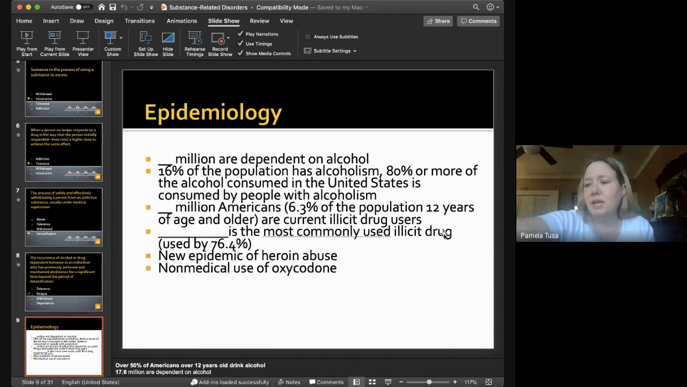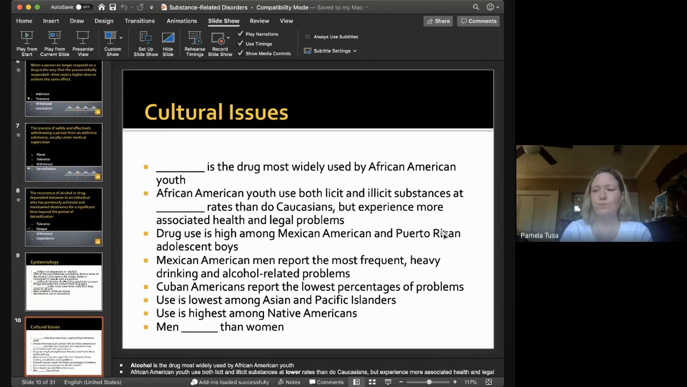And as we know, there is a new epidemic of heroin abuse, and we're definitely seeing that in Louisiana, specifically in Baton Rouge. And the non-medical use of oxycodone is very rampant as well. So, different cultural issues that we look at, same thing. I think these are just kind of interesting, nothing I'm going to test you on, but alcohol is the drug most widely used by African-American youth.